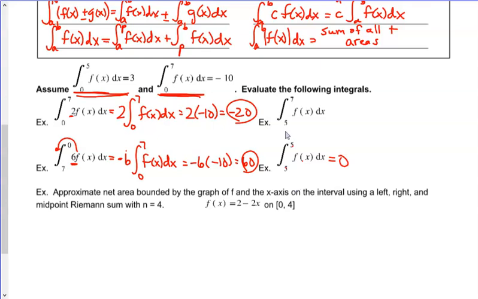All right, now I need to find the integral from 5 to 7, but notice I'm only given 0 to 5 and I'm given 0 to 7. This one we have to think a little bit more. Here I want to just bring it down to a number line type thing. If I'm going 0 to 7 and from 0 to 5, I have this area under the curve, which is 3. I have this area, which is negative 10. I'm looking for this area, okay?